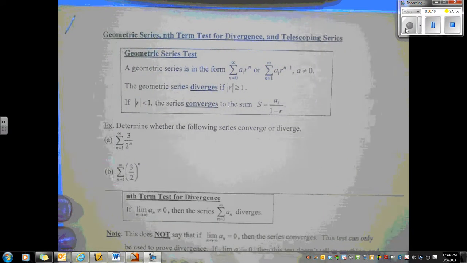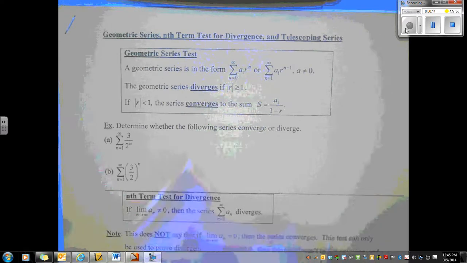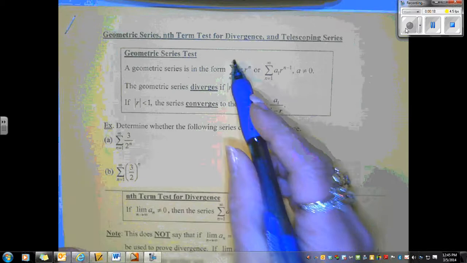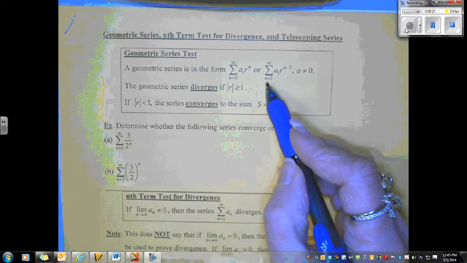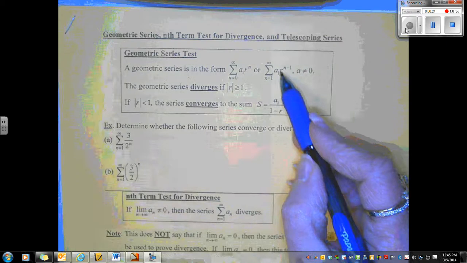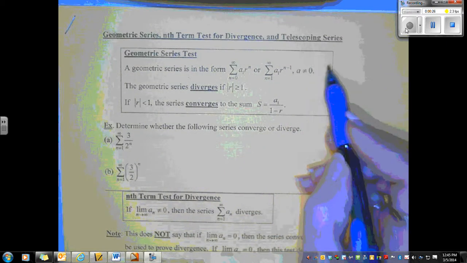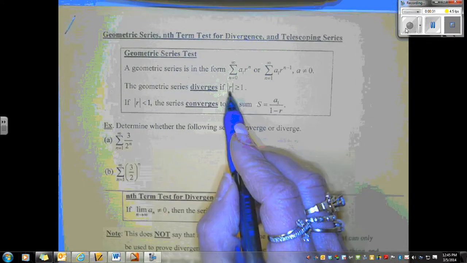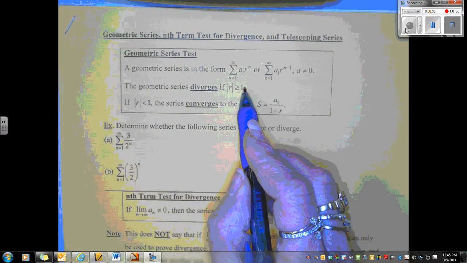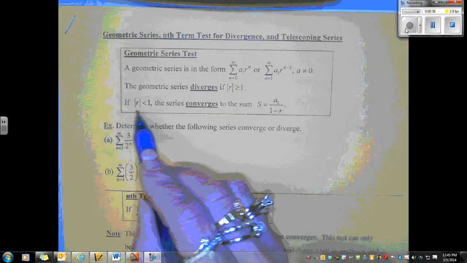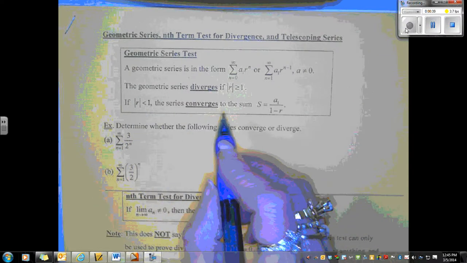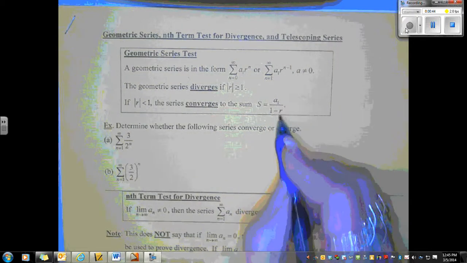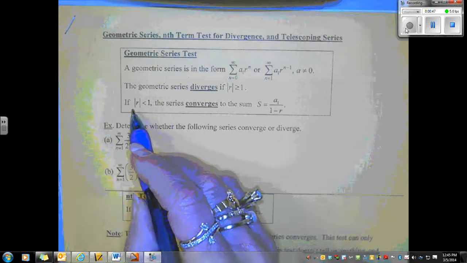Geometric series test. A geometric series is in the form of the sum from n equals 0 to infinity of a sub 1 times r to the n, or the sum from n equals 1 to infinity of a sub 1 times r to the n minus 1, where a does not equal 0. The geometric series diverges if the absolute value of r is greater than or equal to 1. If the absolute value of r, our common ratio, is less than 1, the series converges to the following sum: s equals a sub 1 over 1 minus r. And yes, this is supposed to be the absolute value of r.